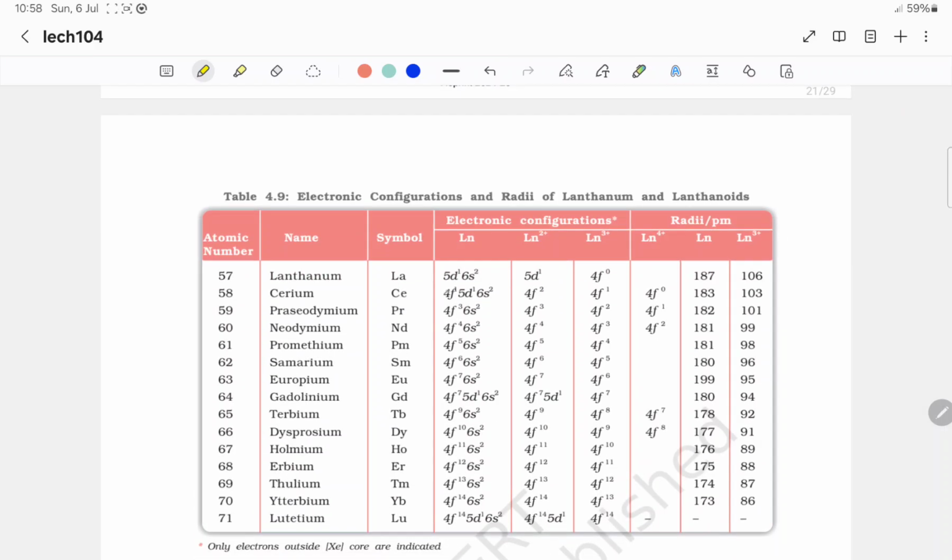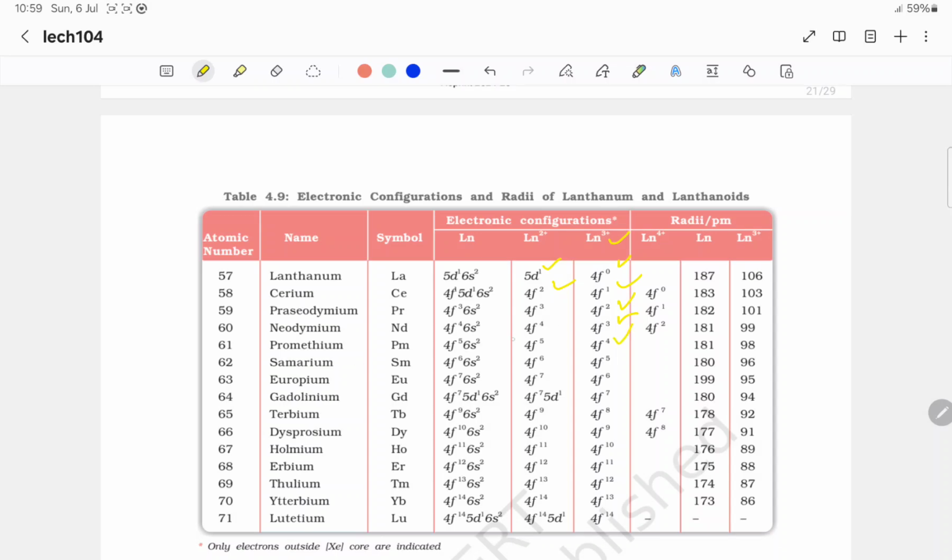So here we see lanthanum, its configuration is 5d1 6s2, so La3+ is 4f0. Cerium is 4f1 5d1 6s2, and Ce3+ is 4f1. Praseodymium, for the 3+ ion, is 4f2. Neodymium with 4f3 for the 3+ ion.